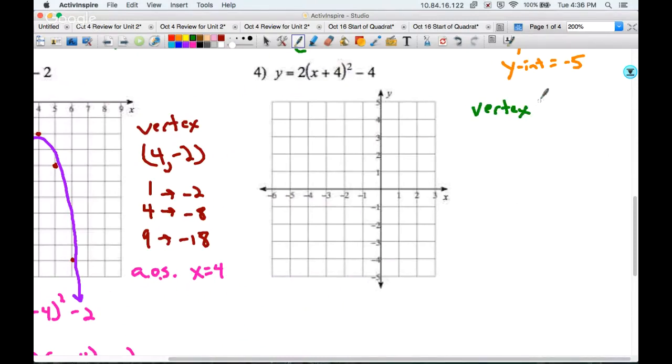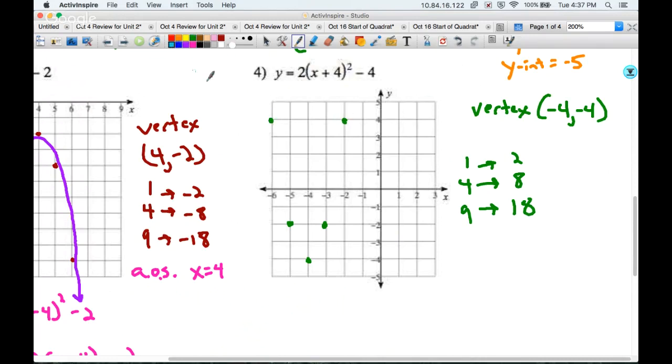Our vertex for number 4 is going to be at negative 4, negative 4. Let's put a point right there. To get our next points, we can take our pattern 1, 4, 9 and double each value because our a value is 2. So I multiply these by 2, I get 2, 8, 18. So from our vertex, if I want to go 1 unit to the right or left, I've got to go 2 up. If I go 2 units over, I go 8 up. And now we're off the graph.